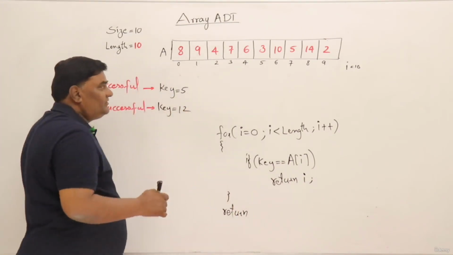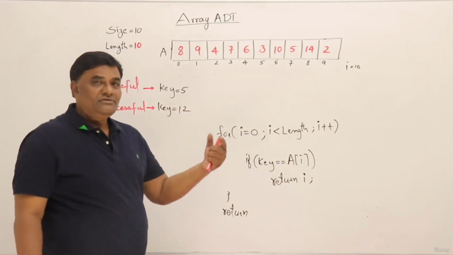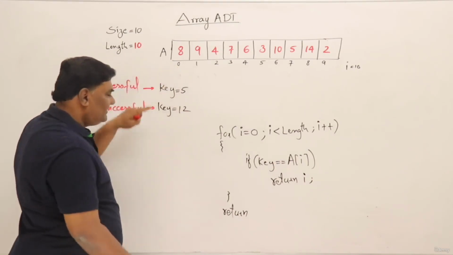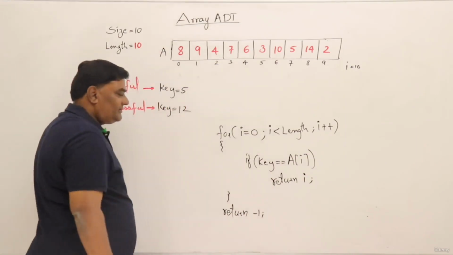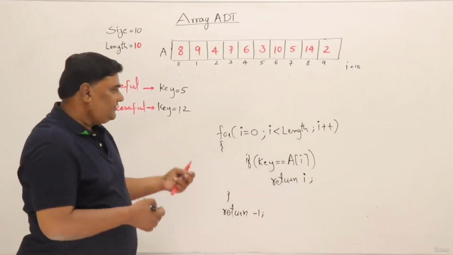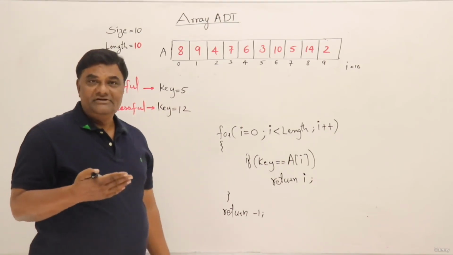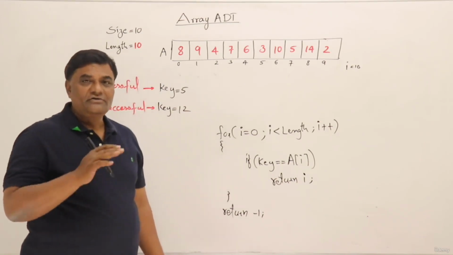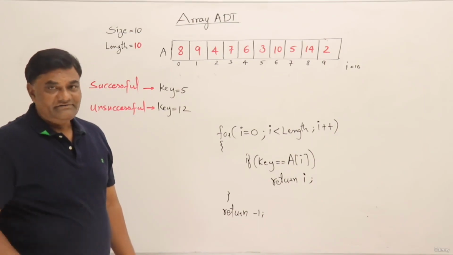Now, if the key element is not found, then we have to return something to show that the element is not found. So the invalid index, that is -1. So we can return -1. So usually we do it like this. If the element is not found, then return index is -1. So if you are calling this procedure, then if you got -1 it means the element is not found. If you got a valid index, it means the element is found. So that's how you can know whether the search was successful or unsuccessful.